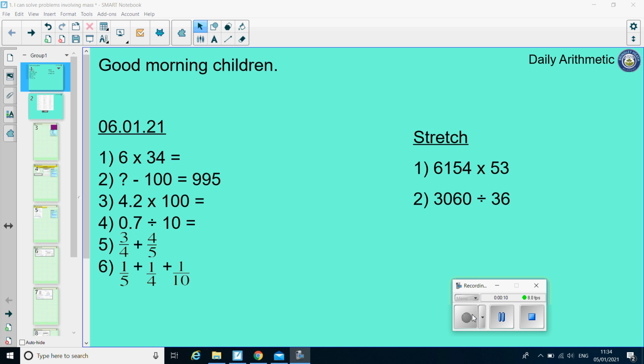Before we go into the main part of our lesson though, just like we do in school, we've got 6 questions on the screen for you to have a go at. If you want to stretch yourself this morning and have a go at the extra 2 questions, you can, but those are completely optional. So what I'm going to ask you to do first of all is to pause the video now and have a go at those 6 questions. If there's any you're unsure about, don't worry about it because I will go through the answers and how to solve them afterwards.